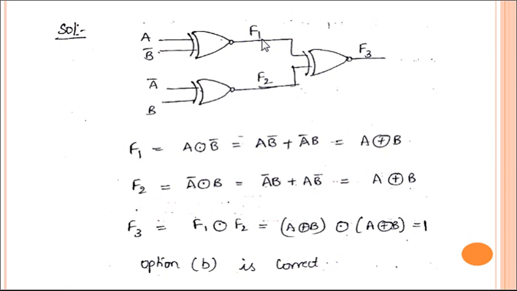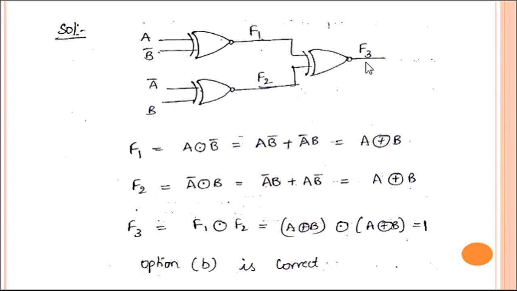We can write the output expression F1 as A XNOR B bar, which in a mathematical equation is nothing but A B bar plus A bar B, which is nothing but the output of an XOR gate. Similarly, the output of the second XNOR gate F2 is A bar XNOR B, which is equal to A bar B plus A B bar, which is also equal to the output of an XOR gate.